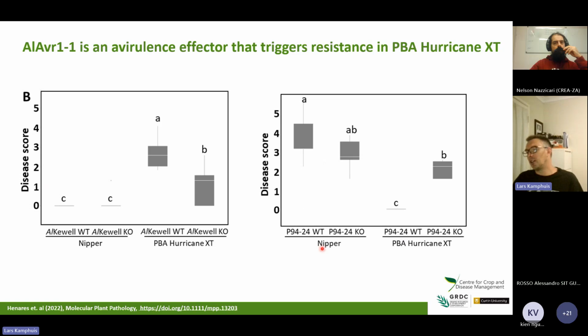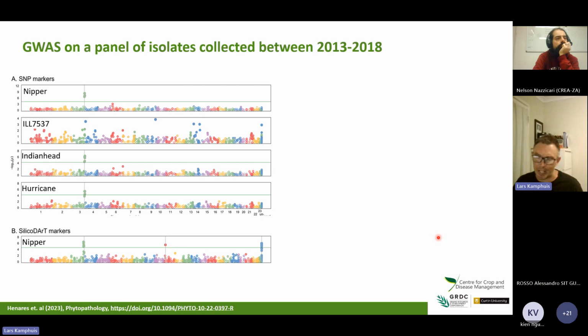In contrast, when we knock out the gene in P9424, we did not see any significant difference relative to the wild-type phenotype on Nipah, which is pathogenic. But interestingly, when we knock out the gene and inoculate the knockout on PBA hurricane, which the wild-type version recognizes, the protein that leads to resistance, you can see that all of a sudden the pathogen has the ability to cause disease. In other words, it acts as a true avirulence gene.